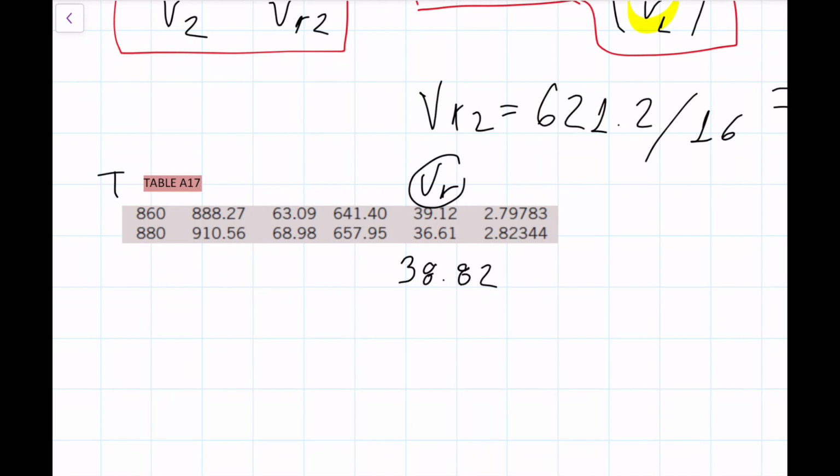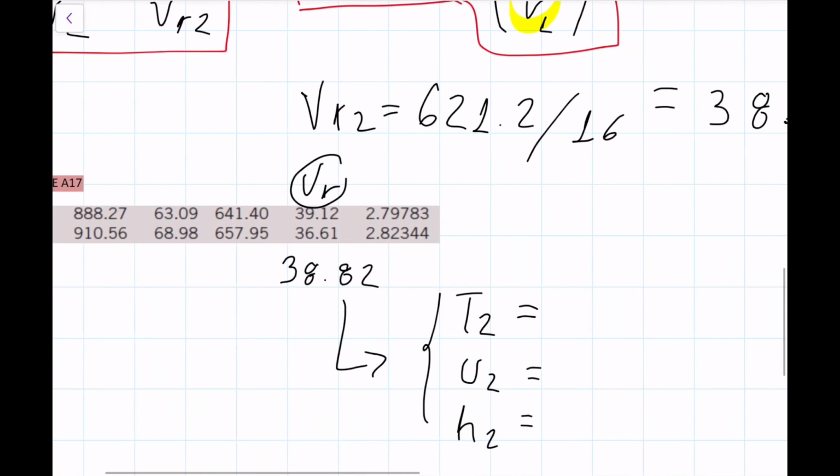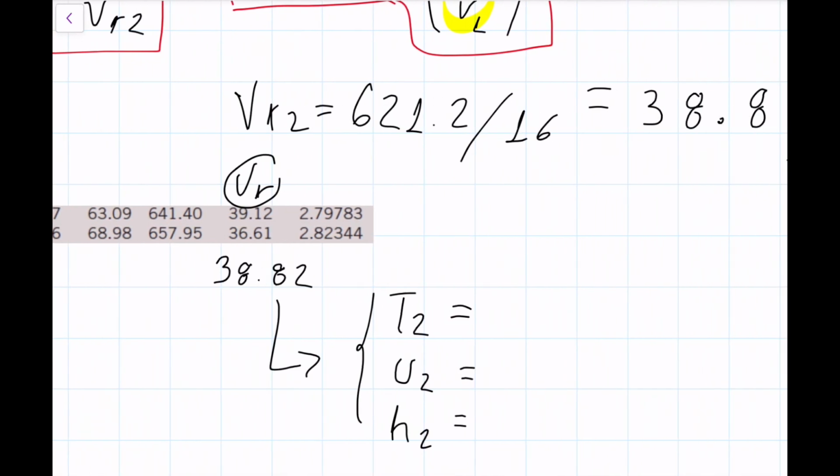So what I'm going to do is grab my temperature T2 from this interpolation. I'm also going to grab my internal energy U2 and my enthalpy H2. I'm not sure what I will need at this moment, but I'll grab all of these since I'm here and I did the interpolation, which is the easy part. So I got 162.3 Kelvin over here for my T2. For my U2, I got 643.34.